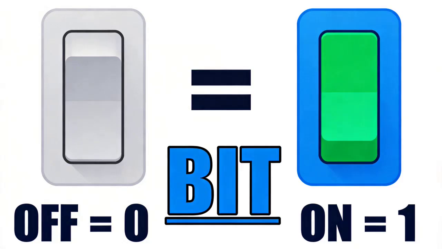The smallest unit of data in a computer is called a bit, short for a binary digit. A bit can only be one of two things, a 0 or a 1. Think of it like a light switch. It's either off, that's 0, or it's on, that's 1. That's it. Nothing more, nothing less. Everything your computer ever does comes down to billions of these tiny switches flipping on and off.